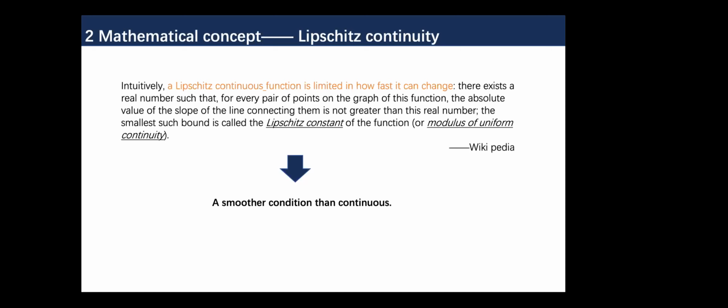And there will exist a real number for every pair of points on the graph of the function, such that the absolute value of the slope of the line connecting them is no greater than that real number. The smallest such bound is called the Lipschitz constant of the function. You can just imagine that it's a smoother condition than continuity.